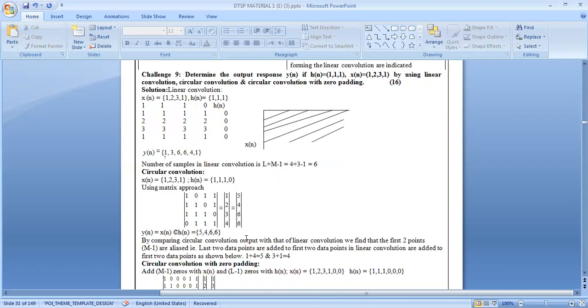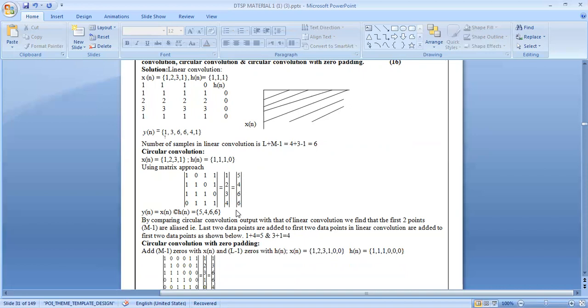So by comparing the circular convolution, what are we saying? The first 2 points, 3 plus 1. Okay, so M minus 1 points are elapsed. The last 2 points are added to the first data points of the linear convolution. That is, this one will be added: 4 plus 1 will be 5, then 3 plus 1 will be 4. Then we will be having 6 and 6.